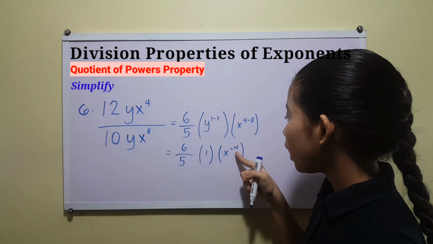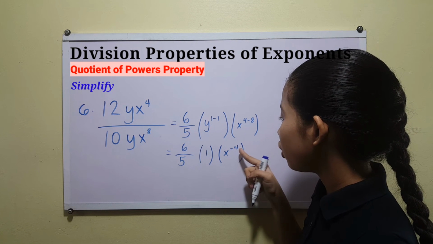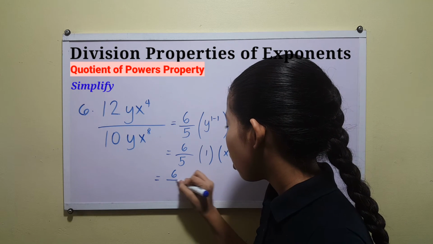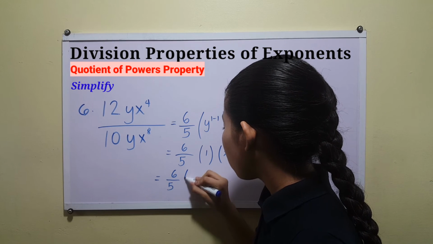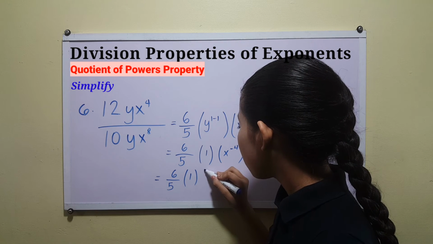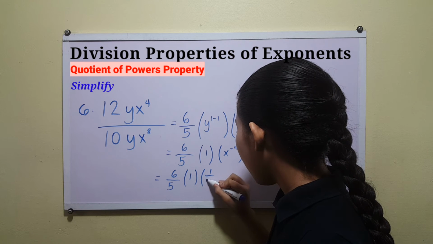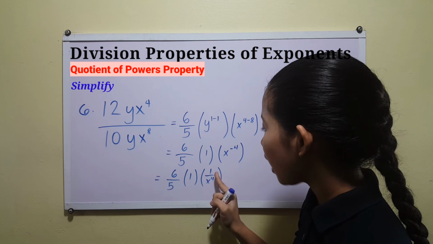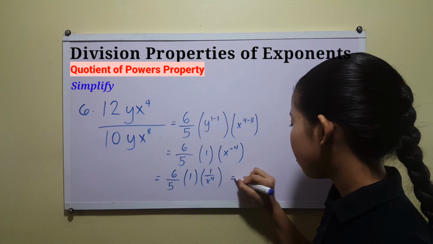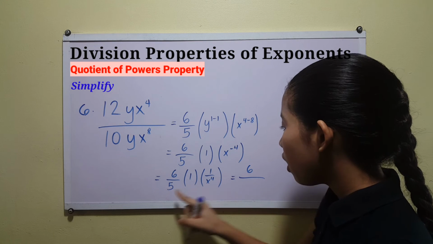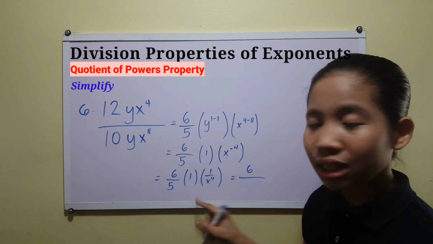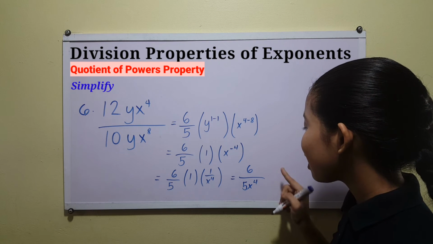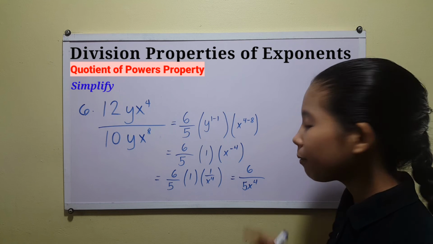X's exponent is a negative, so we are going to change x to its reciprocal and change 4 to its positive. So we have 6 over 5 times 1 times 1 over x to the power of 4. And 6 times 1 is equal to 6, all over 5 times x to the power of 4 is 5x to the power of 4. So our answer is 6 over 5x to the power of 4.